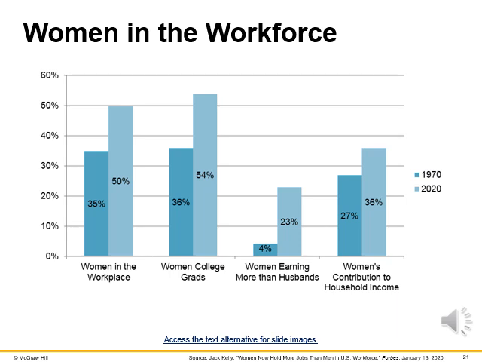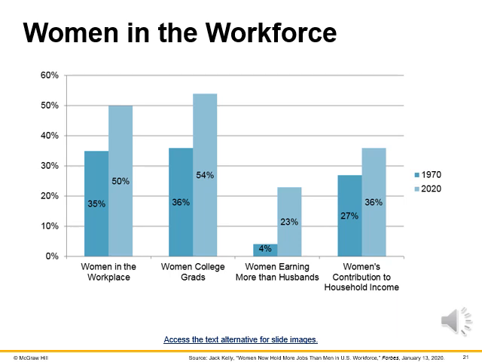It's a bar graph that compares women in the workforce between 1970 and 2020. In 1970, 35% of women were in the workforce, versus 50% in 2020. Women that were college grads in 1970 were 36% of women, whereas in 2020 it was 54%.